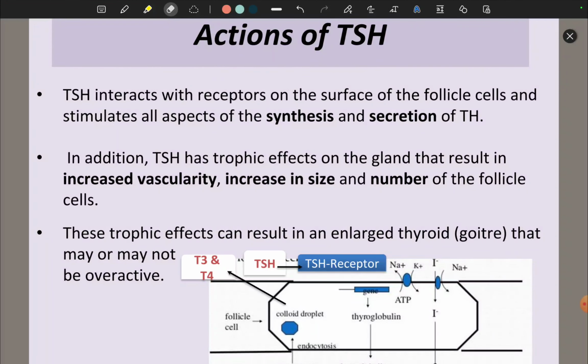TSH, thyroid stimulating hormone. What does thyroid stimulating hormone do? It stimulates the thyroid gland to release thyroid hormone. TSH function.